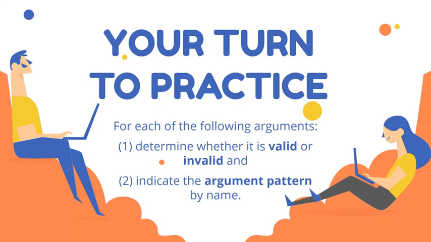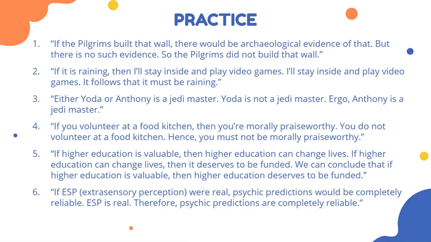Okay, so I put some practice on here for you. I would encourage you to pause the video and see if you can get these. I'm not sure if I put the answers on here, but it's good practice. I usually do this in face-to-face classes. So for each of the following arguments, we want to determine whether it is valid or invalid and indicate the argument pattern by name based on what we just saw. If you want to pause it here and do it yourself, I would recommend doing that. I don't think I have a slide for the answers, but I can give the answers momentarily.